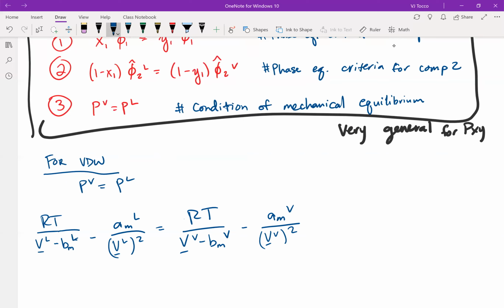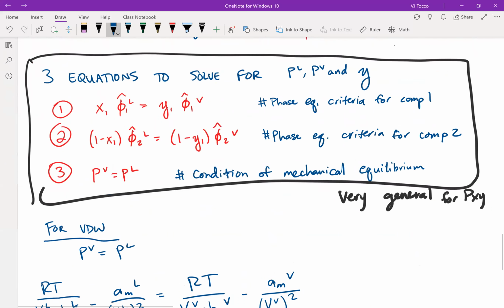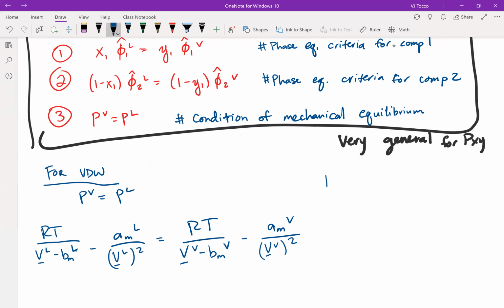Remember, the only things I'm specifying here are temperature and X, right? Because I want to solve for Y. So T and X1 are set. And I have to go through this entire exercise for T and Y1 being set. But look at all the unknowns that it looks like I've introduced here.